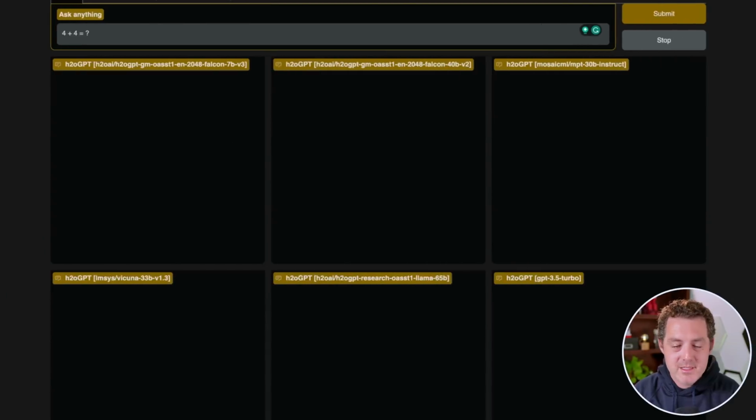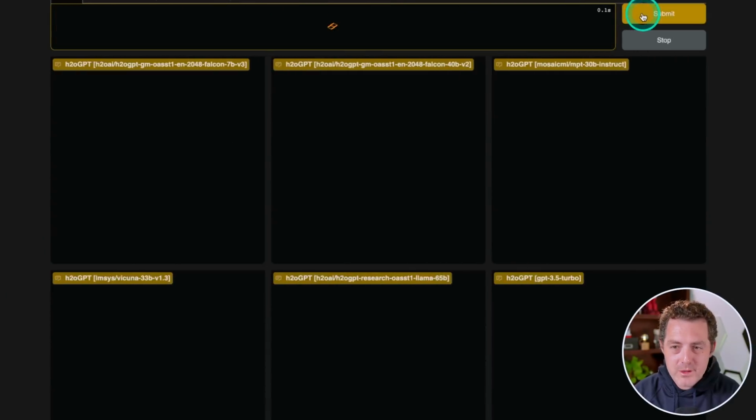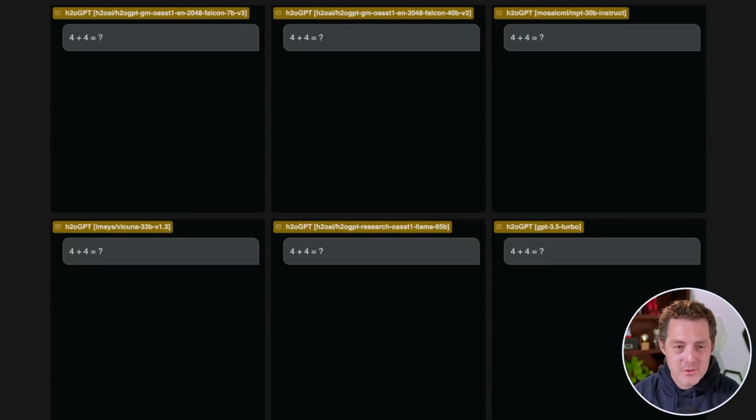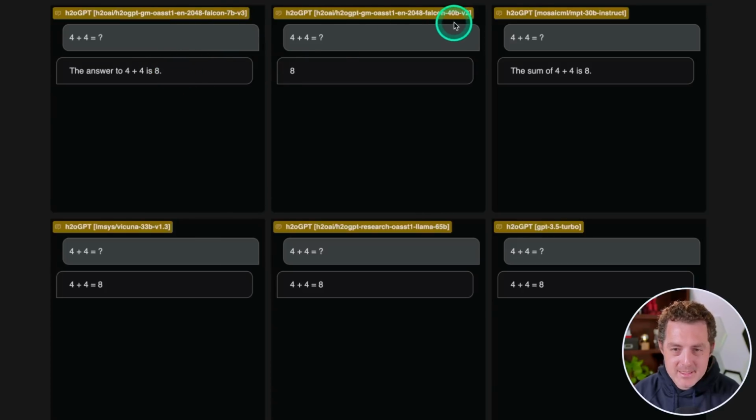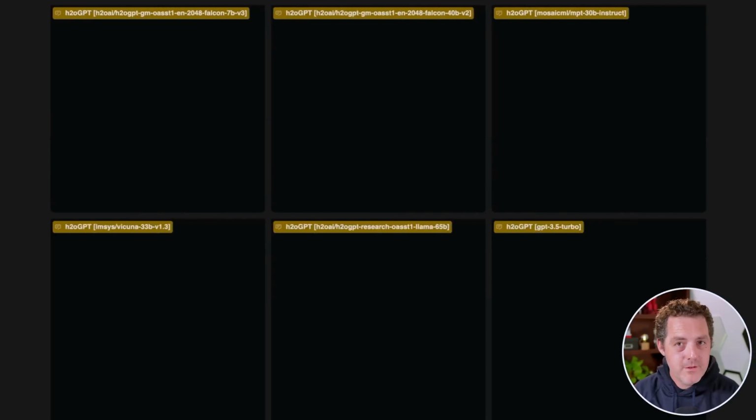Next, let's give it a simple math problem. 4 + 4 = I hope all of them get this right. Falcon 7B, 8, correct. Falcon 40B, 8, correct. MPT 30B, 8, correct. Vicuna 33B, 8, correct. LLaMA 65B, 8, correct. GPT 3.5 Turbo, 8, correct. Awesome, they all passed. Next, a more difficult math problem.